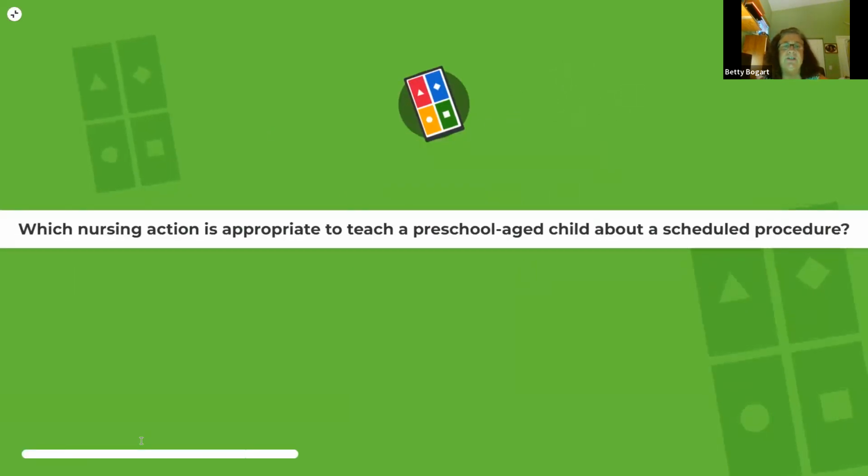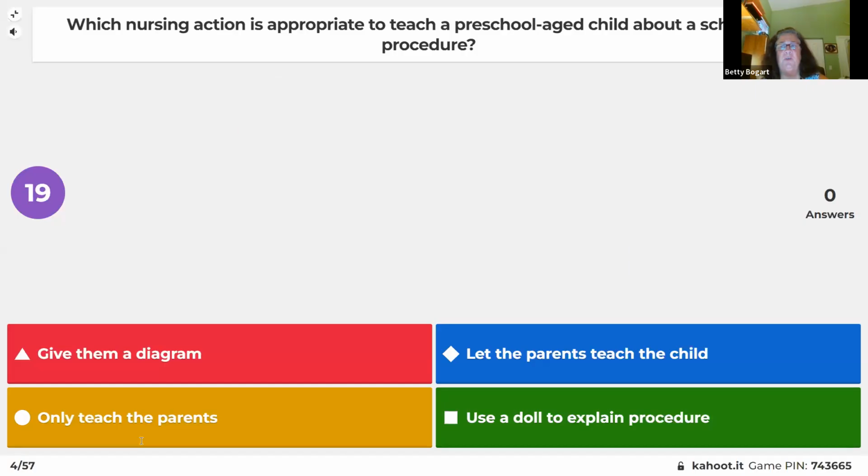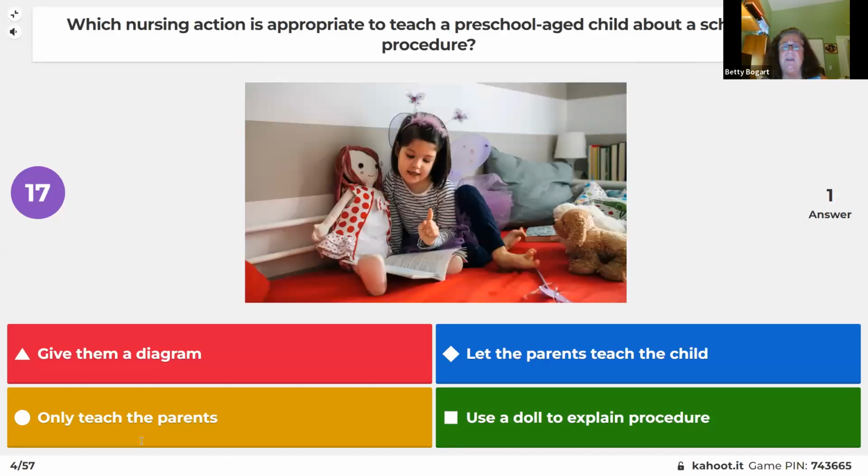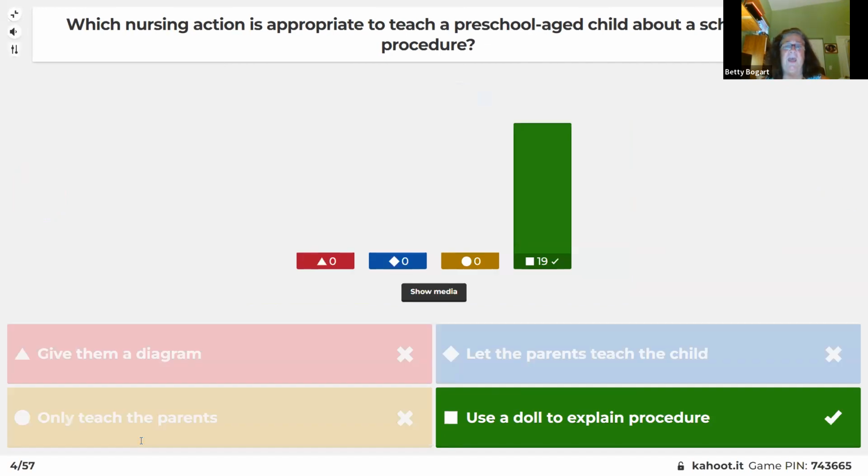Which nursing action is appropriate to teach a preschool-age child about a scheduled procedure? Child needs to go in and have tubes put in their ears, and they go in for teaching. How would you do that to be most effective and to decrease all that stress that kid's going to have? Because they're going to. Children want to know what's coming next. And we're going to use a doll to explain.